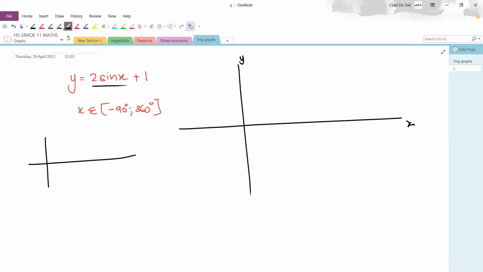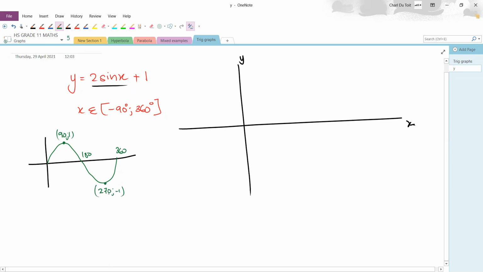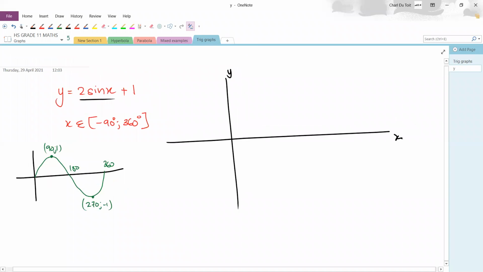I'll show you now. So this is my normal sin graph. There it goes. Boom. And this is my key in doing this graph. So this basic graph you know off by heart, or you have to know off by heart if you want to do this graphic method. Okay, so there's a sin graph. But that's not the answer.